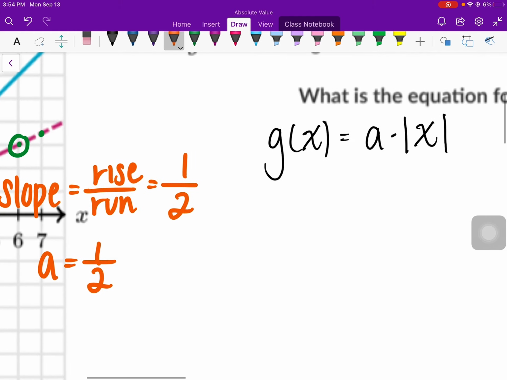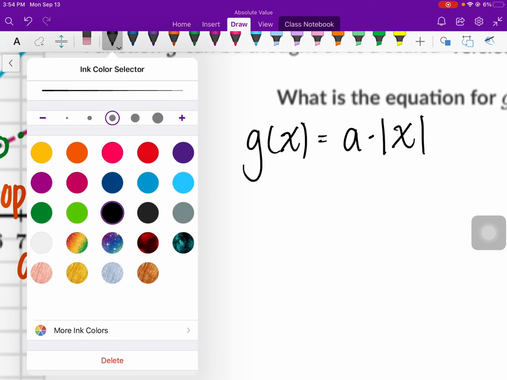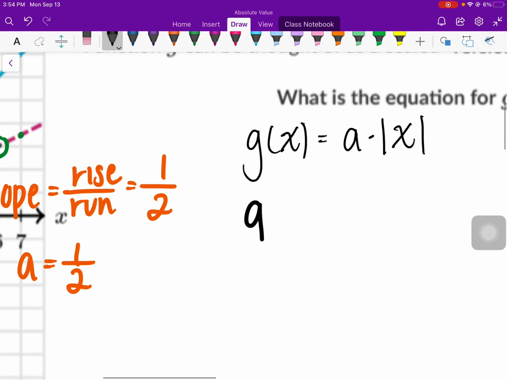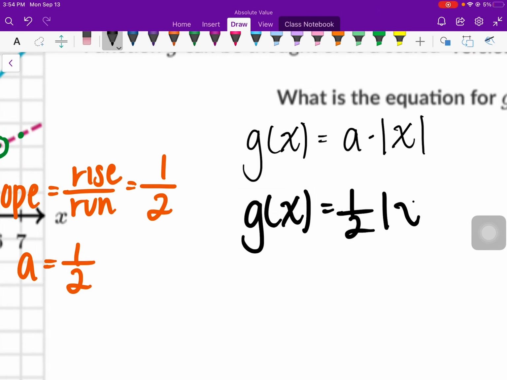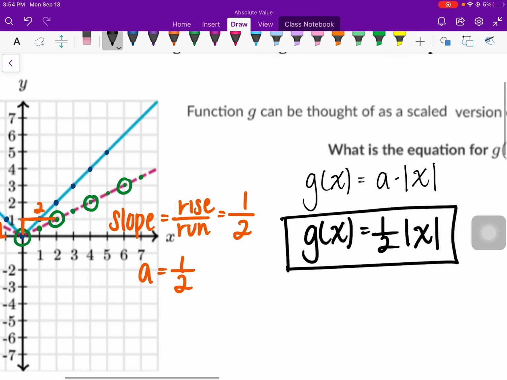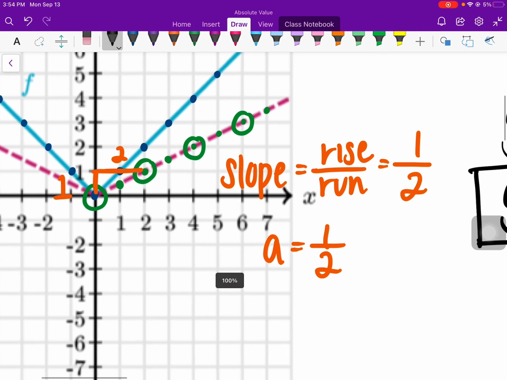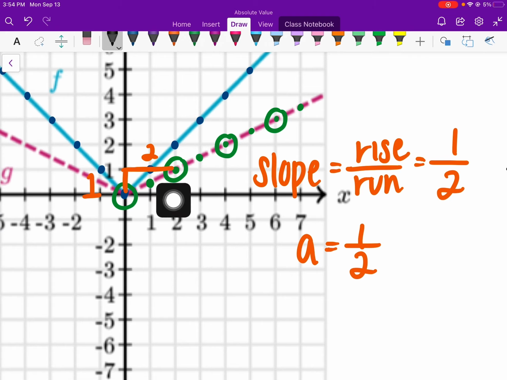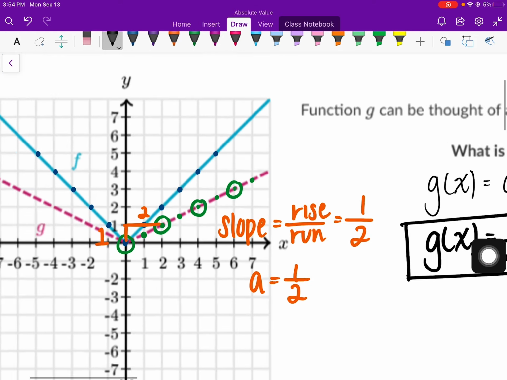So if I want to write my equation here, I have g of x equal to 1 over 2 times the absolute value of x. And that is our answer. All right. So once again, we're trying to take a look at where the points cross exactly at an intersection and from there determine the slope. So let's move on to the next one.